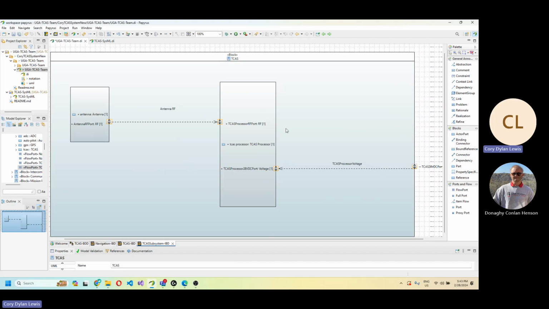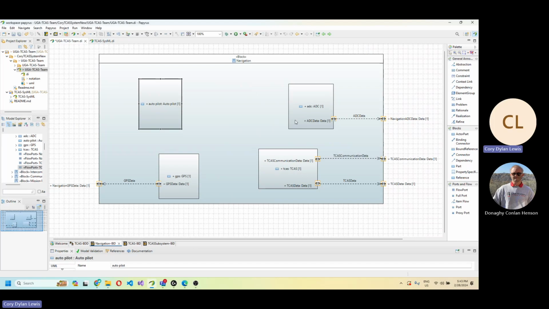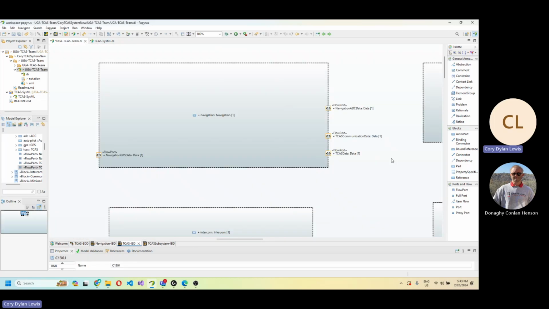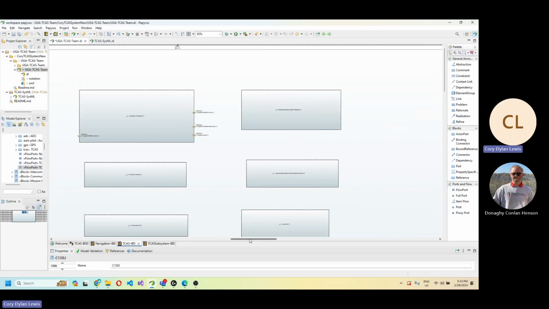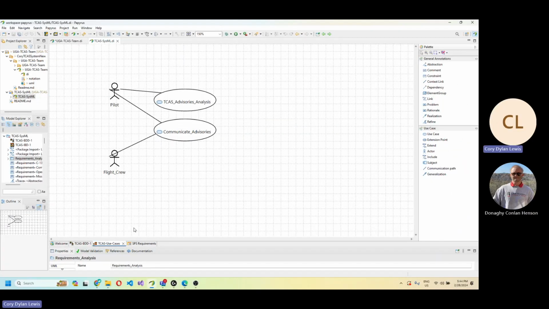And then this TCAS processor will send data to the higher level system of the navigation internal block diagram, which will be able to send communication data and the TCAS data outside. And then all these systems are built into each other to show all the connections. And then it will finally come out to the entire TCAS block diagram, which will show the entire connections throughout the plane.